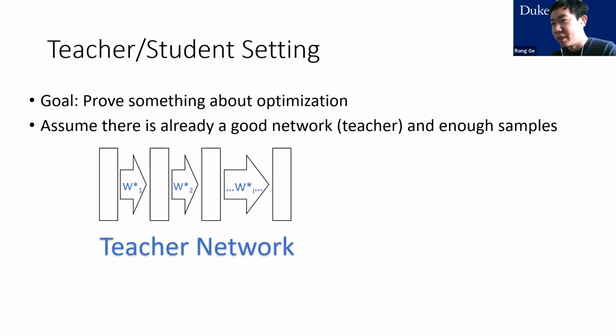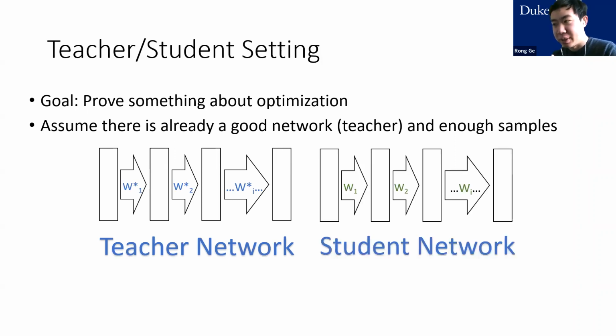Think of there being a teacher network and a student network, which tries to mimic the behavior of the teacher network. In fact, we will assume that the training data that we use is generated by the teacher network. More specifically, the training data is generated in a process where I first sample the input from a certain distribution, and then I compute a label Y using a ground truth teacher network that I will represent as F star.